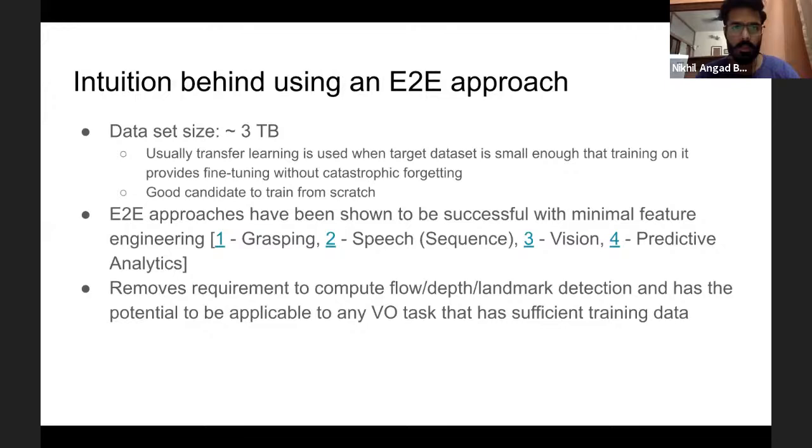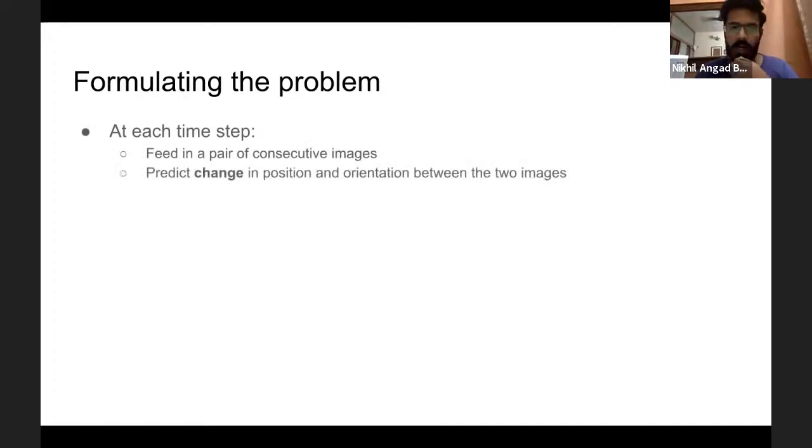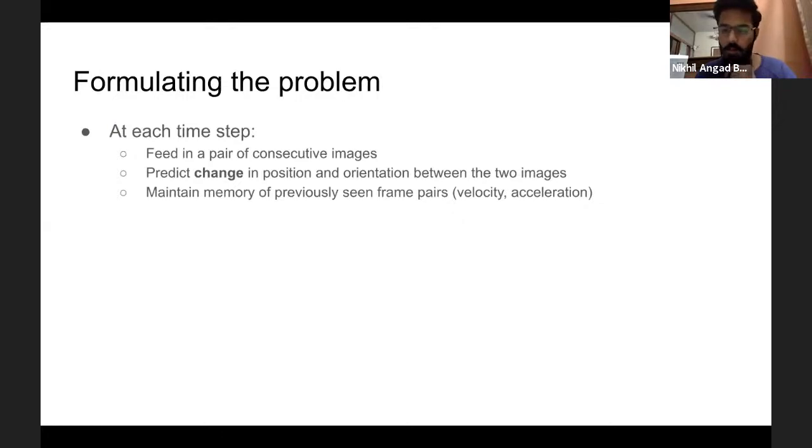So formulating the problem, the way it is done in my approach, at each time step I will feed in a pair of consecutive images and try to predict the change in position and orientation between these two images. I also maintain a memory of previously seen frame pairs, and intuitively this can probably capture things like velocity and acceleration, which can be additional pieces of information that you might want to have between two particular frame pairs that you're looking at.